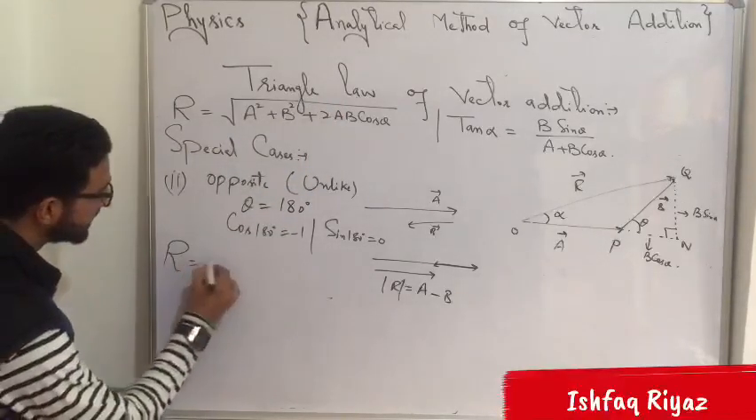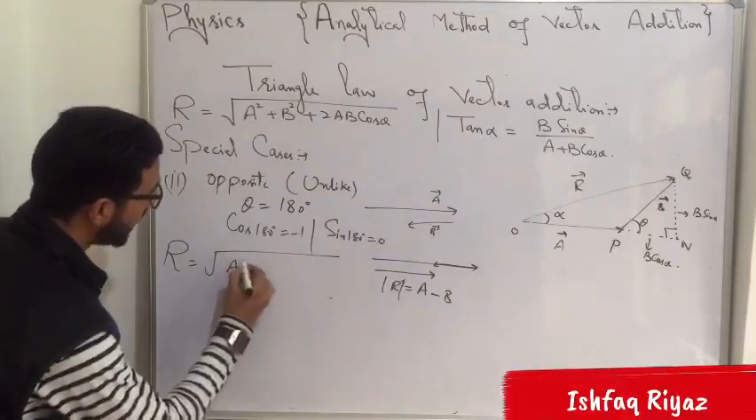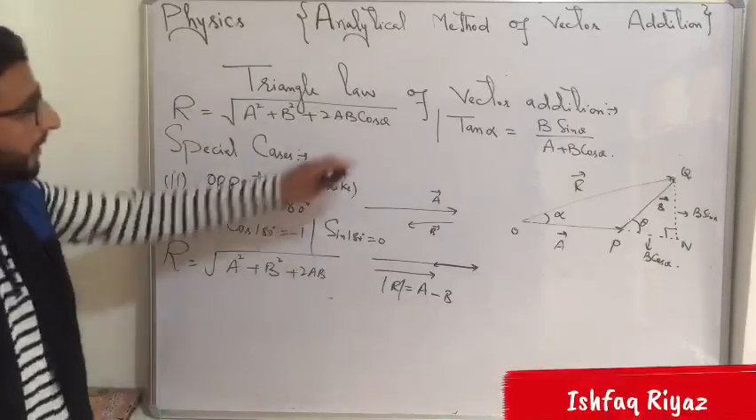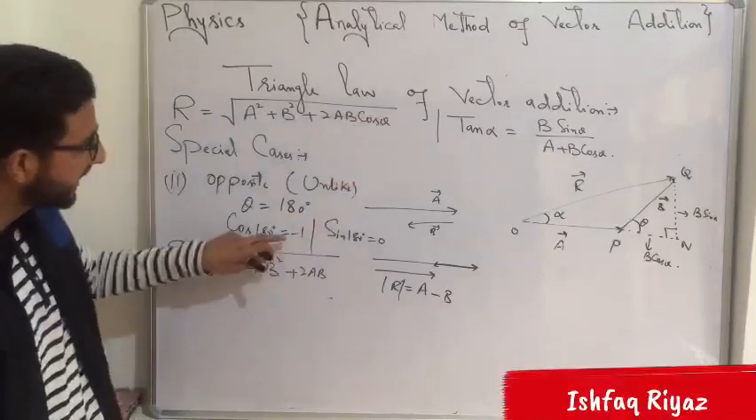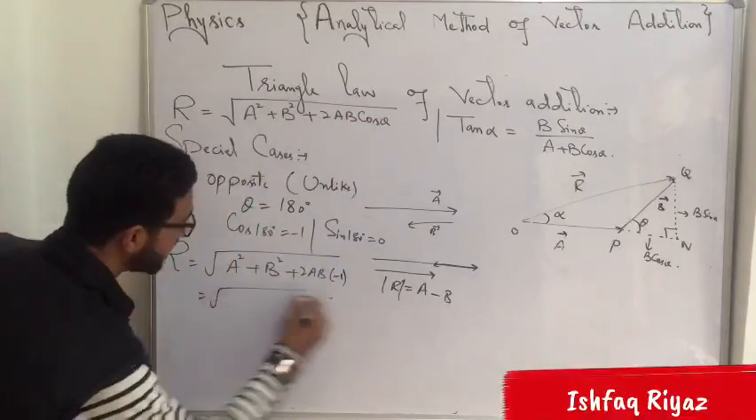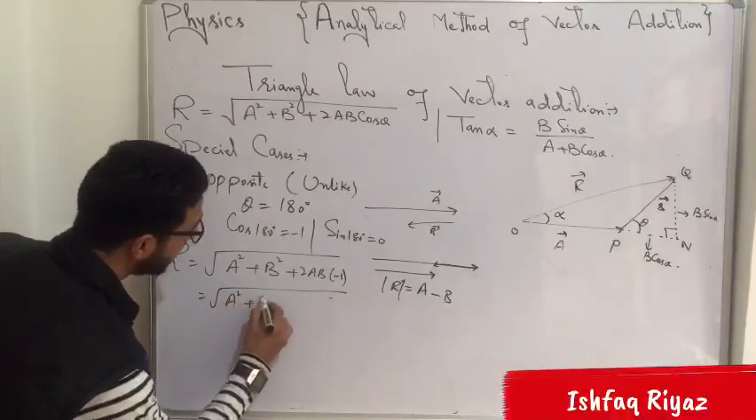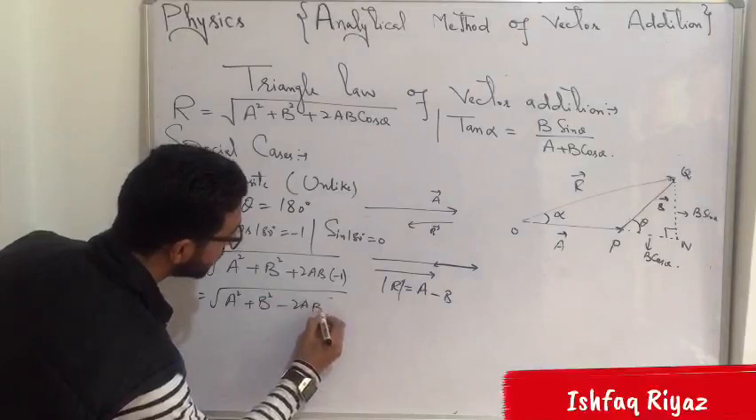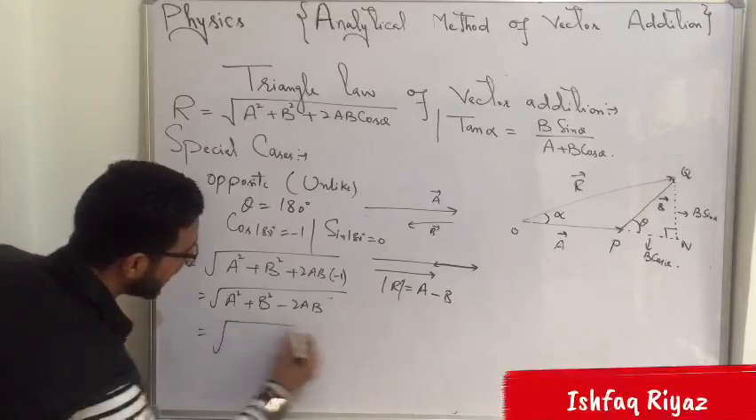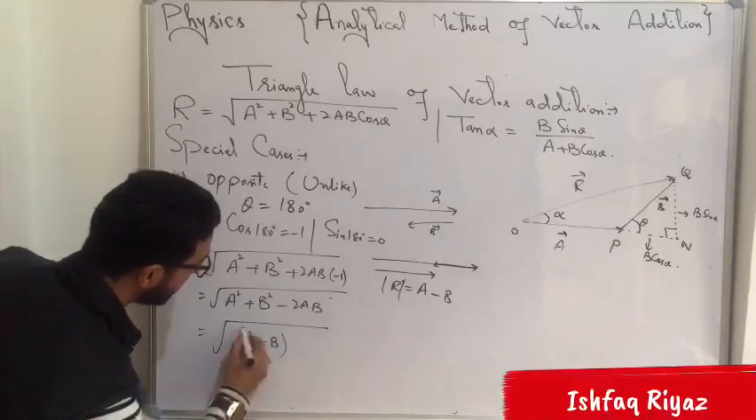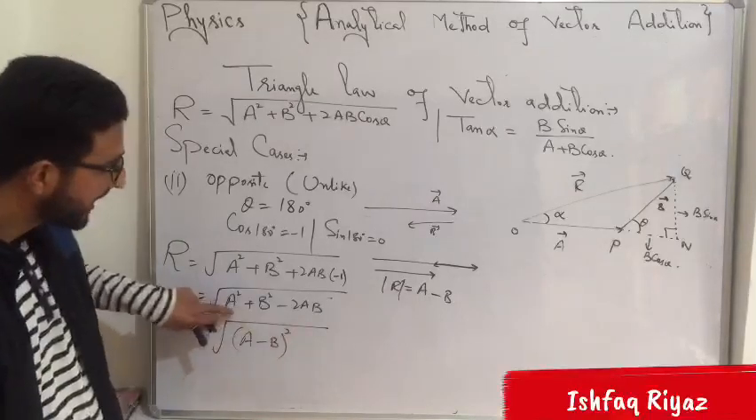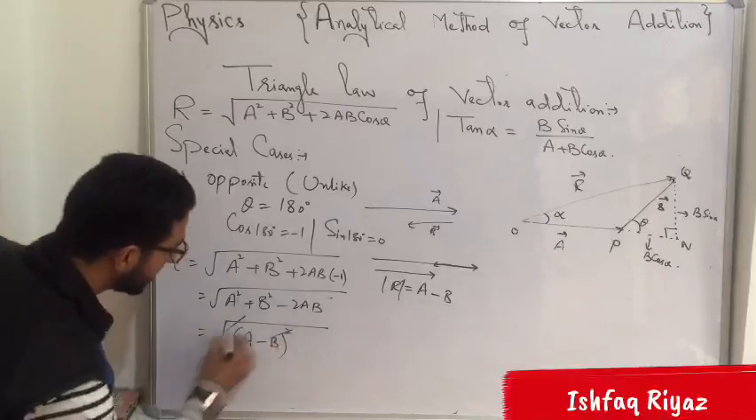So R is equal to under root of A square plus B square plus 2AB cos theta. Now here it will be cos of 180 degree, that is simply equal to -1. I will write it -1 here. So it is under root of A square plus B square minus 2AB. Again it becomes a formula. So I will write it like this: (A minus B) whole square. You can also write it (B minus A) whole square, that is also equal to (A minus B) whole square. ठीक है ना? तो square and root will cancel out.